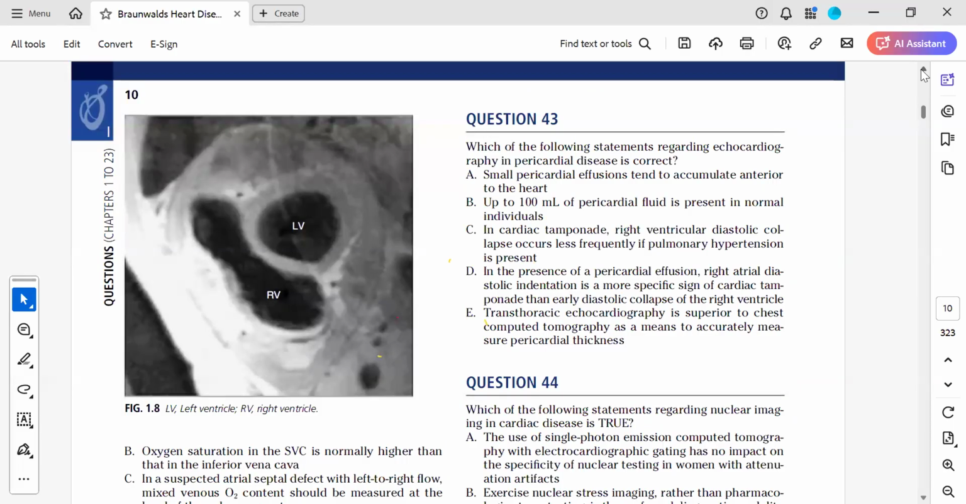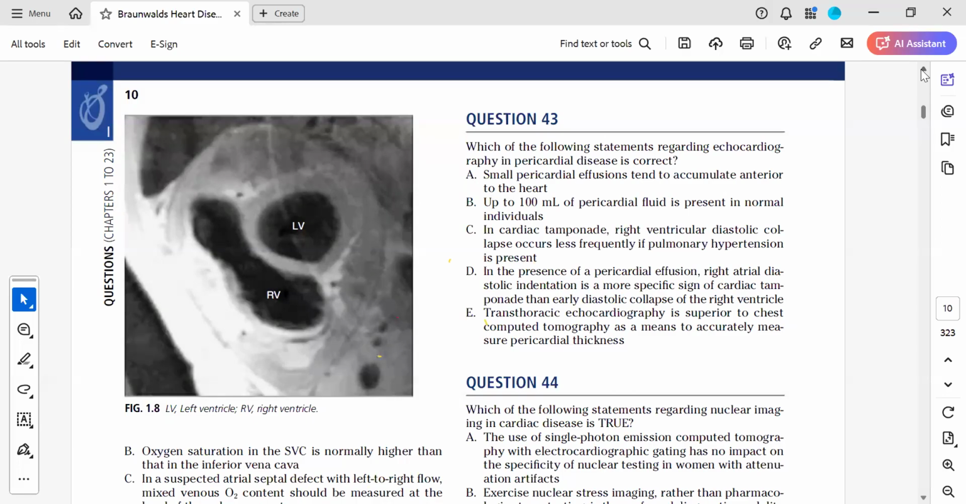Question 43. Which of the following statements regarding echocardiography in pericardial disease is correct? A. Small pericardial effusions tend to accumulate anterior to the heart. This is false. Small pericardial effusions tend to accumulate posterior to the heart, that is over the free wall of the LV, that is the posterior wall of the LV.